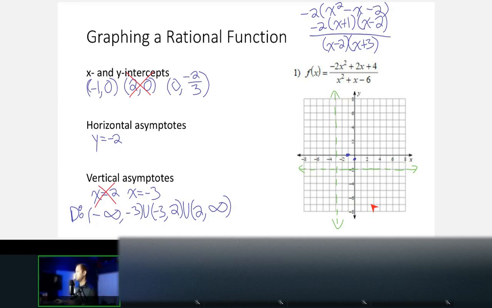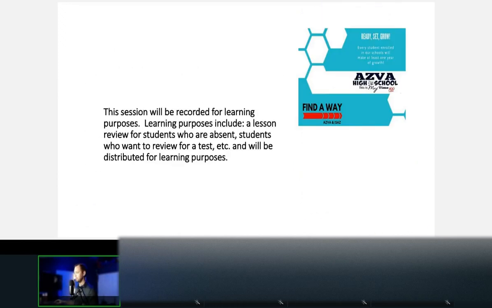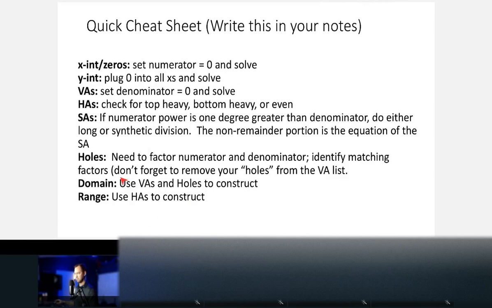And I think I have that on the cheat sheet. If we look back at it, use the VAs and the holes to construct the domain. For the range, I say use the HA to construct. There should be a little asterisk right here, and we're going to talk about that in a moment.